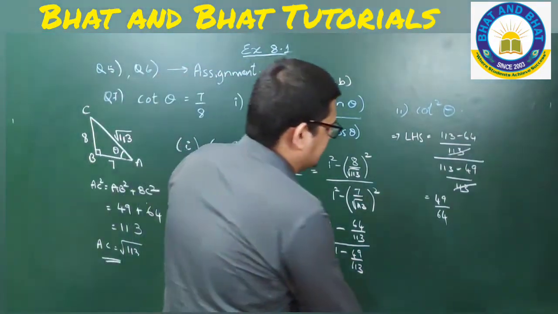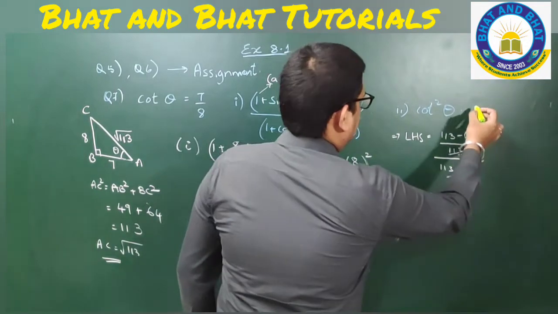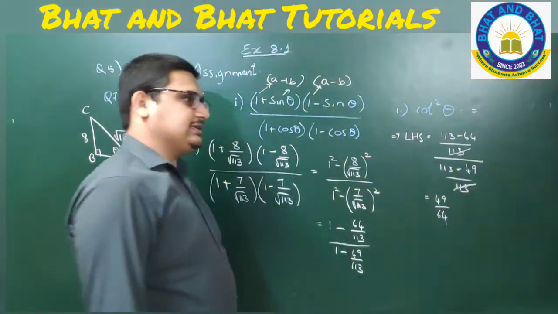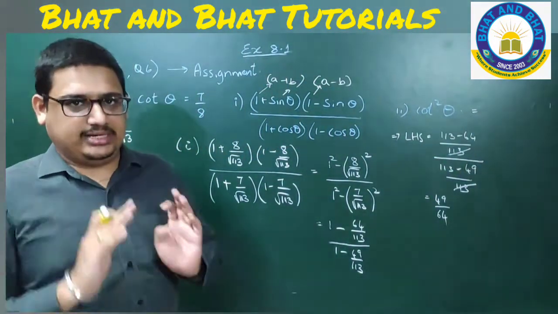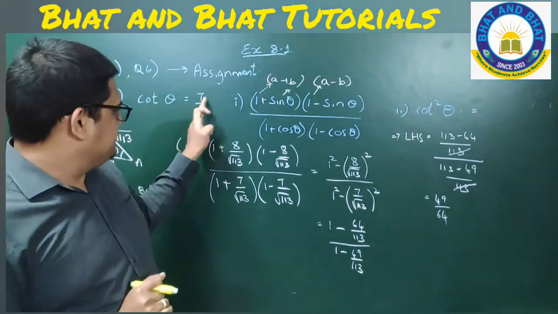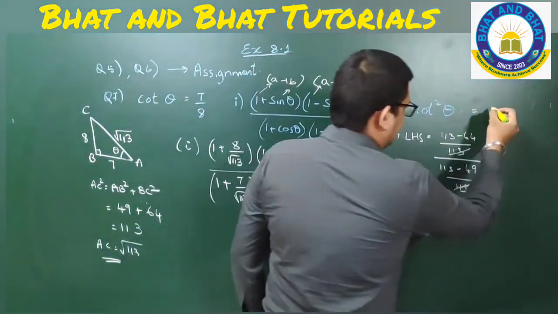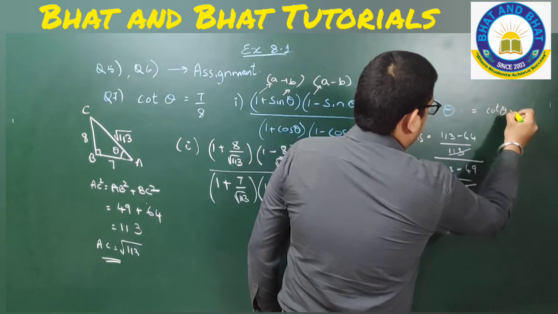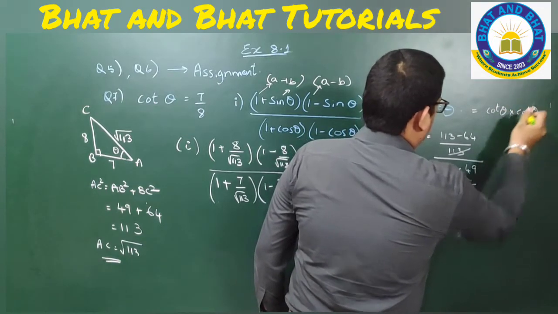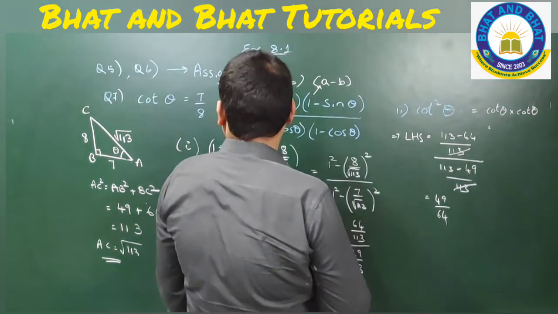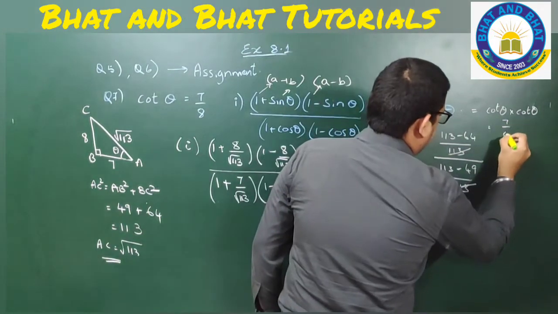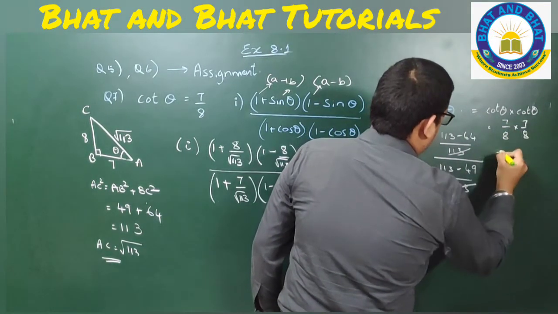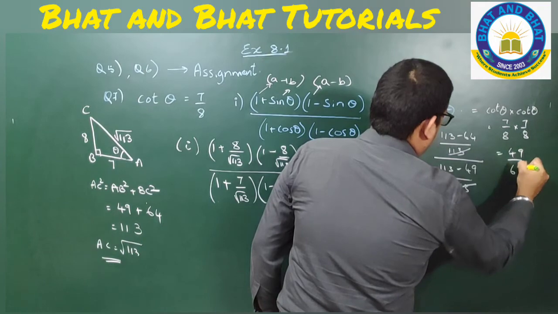Coming to the second subpart, it is very simple. Cot square theta is nothing but cot theta into cot theta. Correct? Cot theta has been given as 7 by 8. So the value of cot theta is 7 by 8, and 7 by 8 into 7 by 8 simply gives me 49 divided by 64.